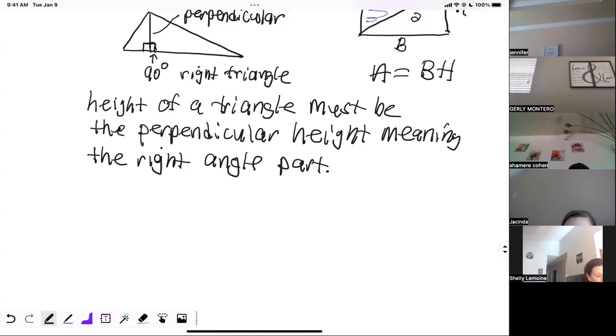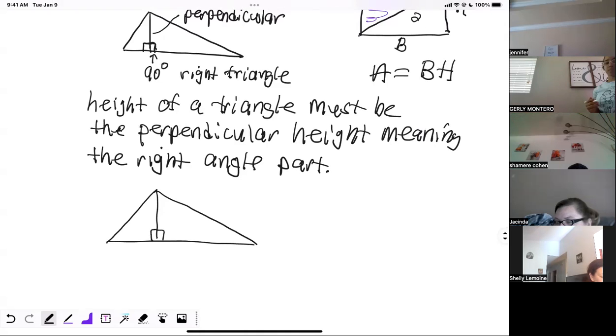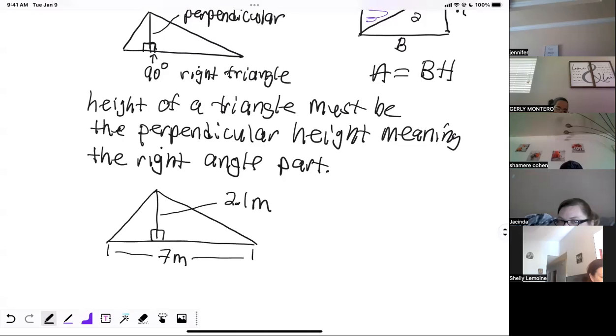Okay, so let's go. So this is my picture. Same picture, I just drew all over it. This is a right angle, which means it's perpendicular. Okay, so my base is 7 meters. That's my base. And my height has to be here. My height is 2.1 meters. I want to find the area. Area is 1/2 base times height.